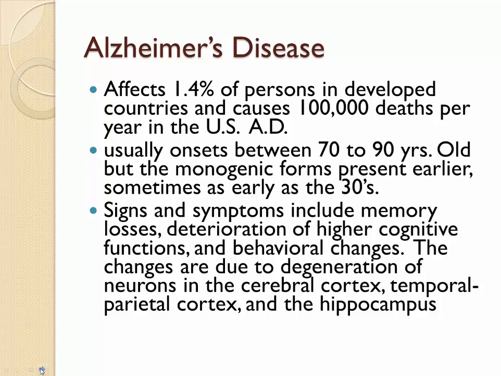So what are some signs and symptoms? We'll see memory loss, deterioration of higher cognitive functions, and you'll see behavioral changes. And why do we see that? Due to a degeneration of neurons within our cerebral cortex, the temporal parietal cortex, and within the hippocampus.